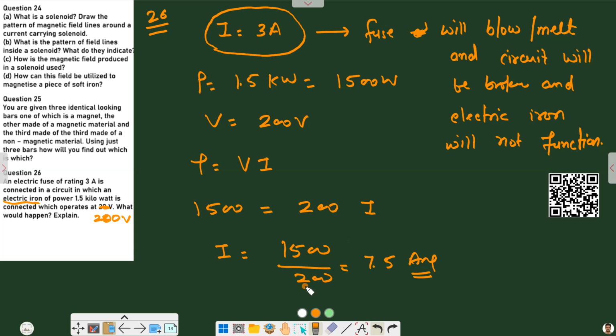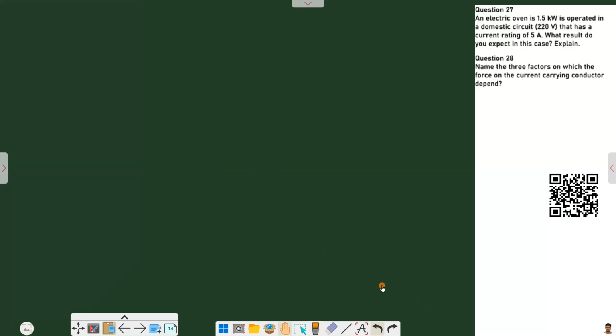So according to this rating, this potential, we have to raise the rating of fuse, or we have to replace it with rating of 7.5 ampere at least, or more practical to be 8 ampere. We have to replace it with the rating of 8 ampere fuse. Okay. So with this question number 26 is complete. Let's move to question number 27. Now we have only two questions remaining in this exercise. So moving to question number 27.